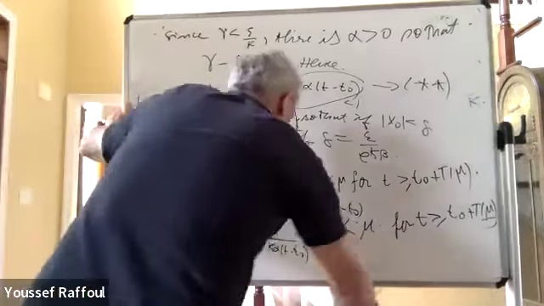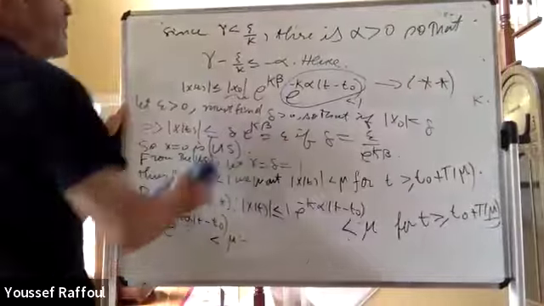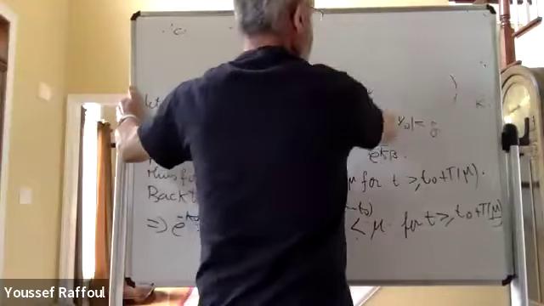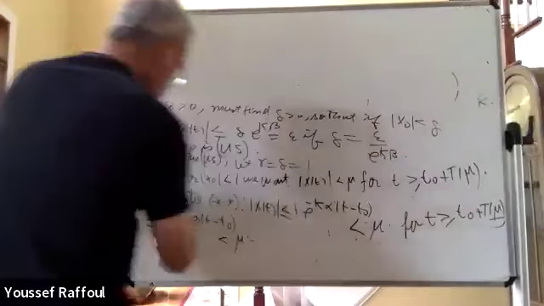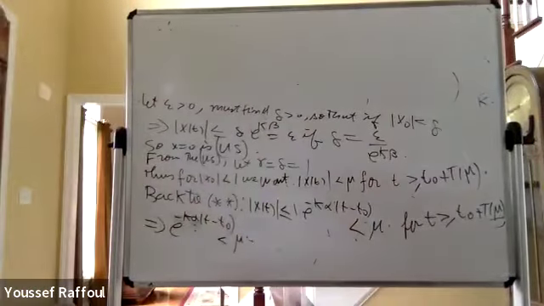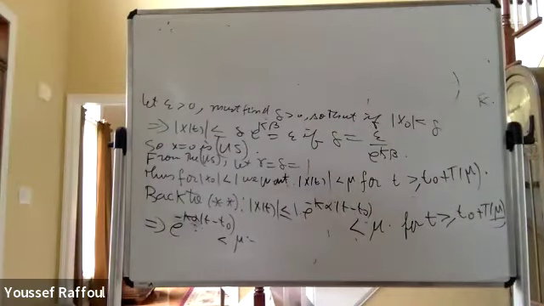So, I'm bad at algebra today, so let me do it here for you. This is what we want: we want this one to be less than mu. And, oh, what happened to my k beta?